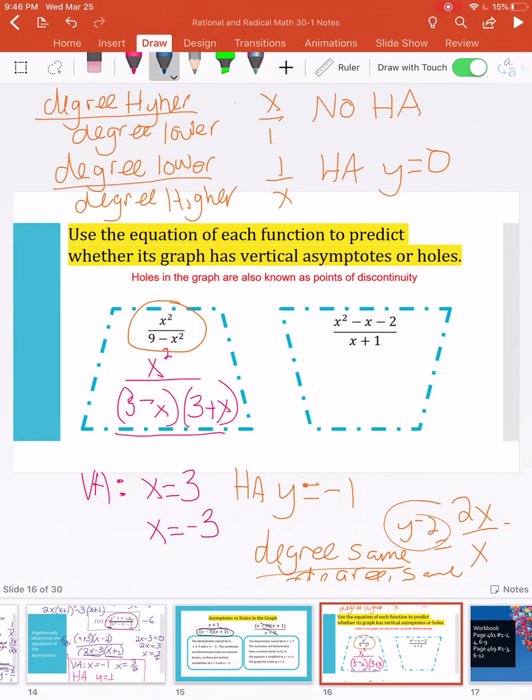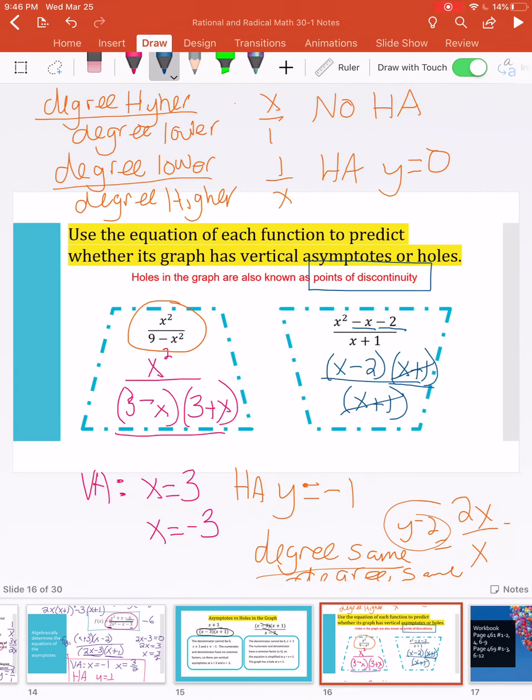I'm going to start off by factoring. I know that I'm looking for two numbers that multiply to give me negative 2 and add to give me negative 1. So those two numbers give x minus 2 times x plus 1, all over x plus 1. In this case, my x plus 1's cancel, which means now I do not have a vertical asymptote. I have a hole in the graph, also known as a point of discontinuity.